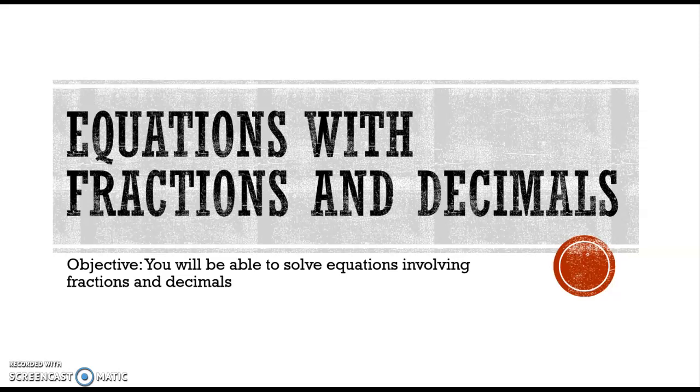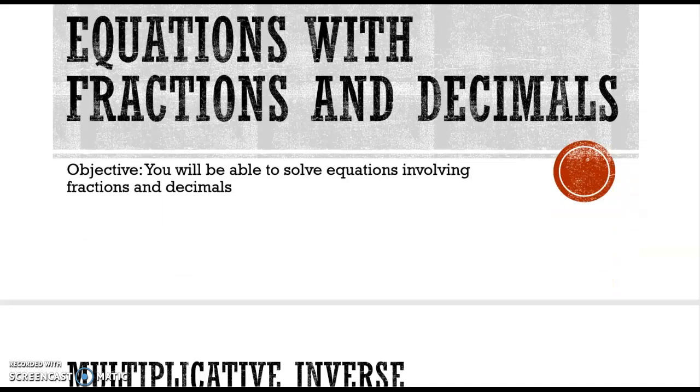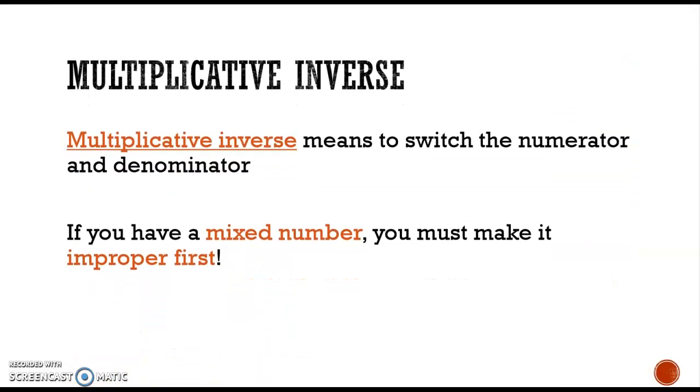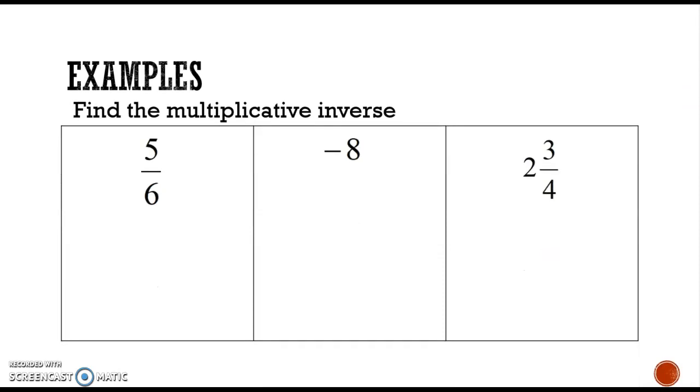In this video, we are going to look at solving equations with fractions and decimals. So to start with, we need to define multiplicative inverse. This means you switch the numerator and denominator of a fraction. If you have a mixed number, before you can switch the numerator and denominator, you must make the fraction improper. So let's try a few of these.